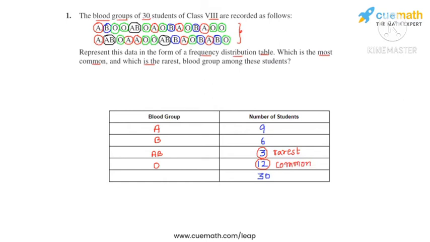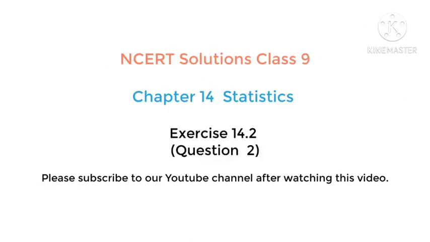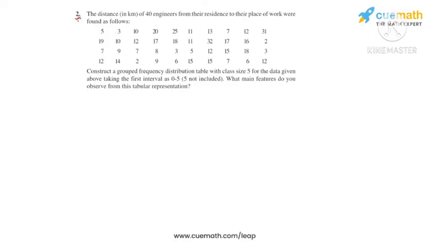So this is how we solve this question. Question number 2 says that the distance in kilometers of 40 engineers from their residence to their place of work were found as follows. So these are the various distances of different engineers from their residence to their place of work. We have to construct a grouped frequency distribution table with class size 5 for the data given above, taking the first interval as 0 to 5 where 5 is not included.